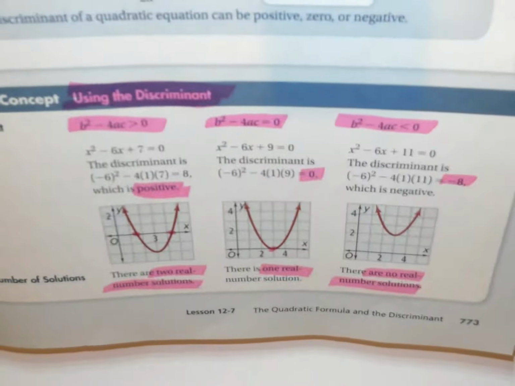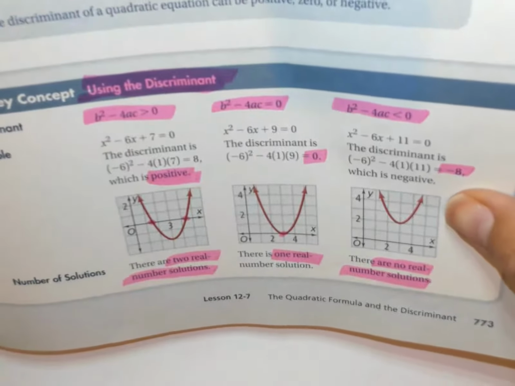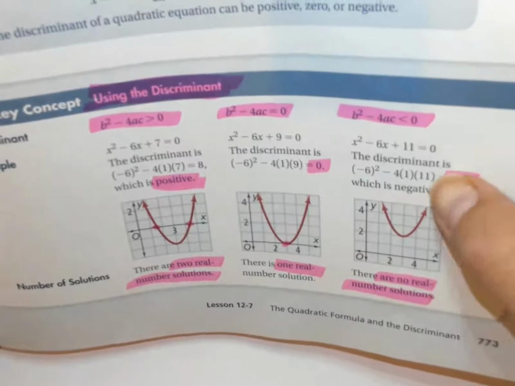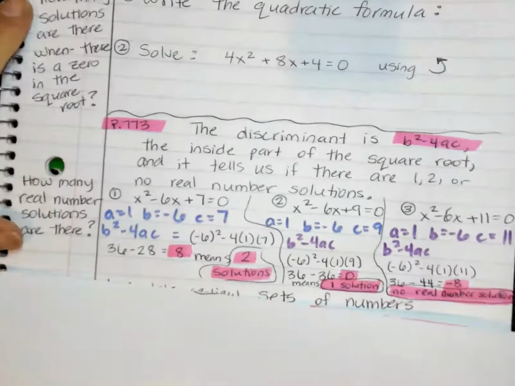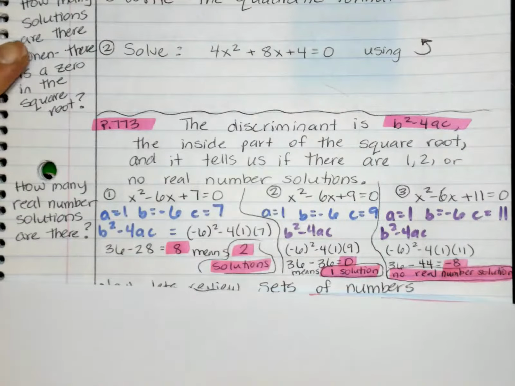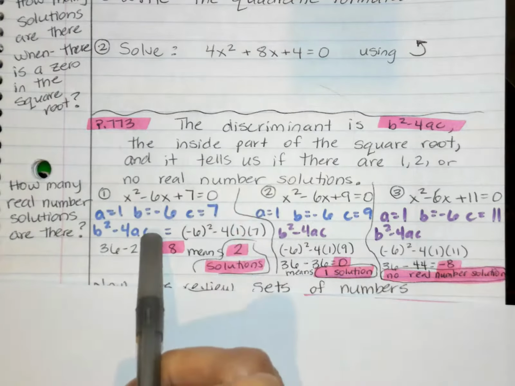Again, it's right here. So we got negative 8. That means no real number solutions. The graph doesn't even cross the x-axis. Okay? All right, so that's a little bit about the discriminant. We can use that to tell us how many solutions there are. It's faster than calculating the whole quadratic formula. It's just the b squared minus 4ac part.